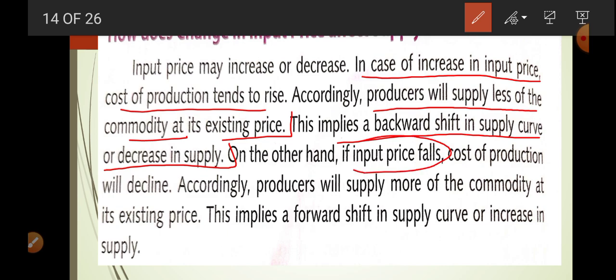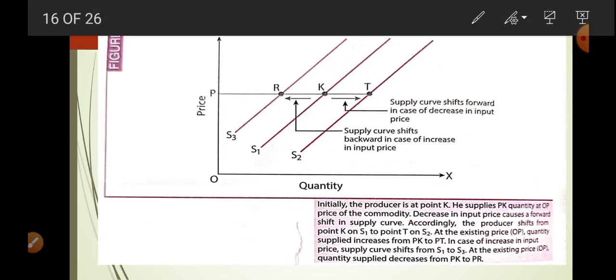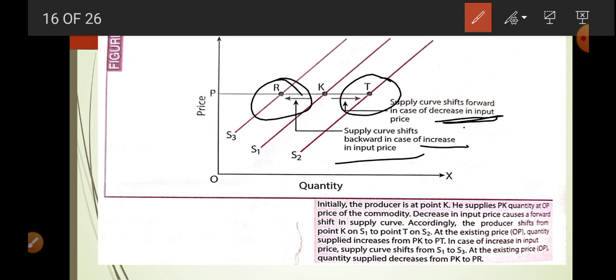If input price falls, the cost of production will decline, the producer will supply more, and there will be a forward shift. So here you can see that a decrease in input price means forward movement, and an increase in input price means backward movement.